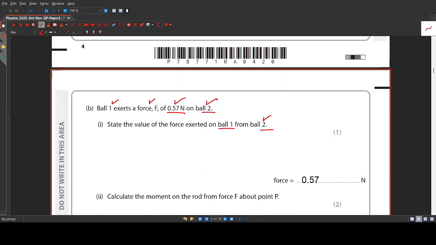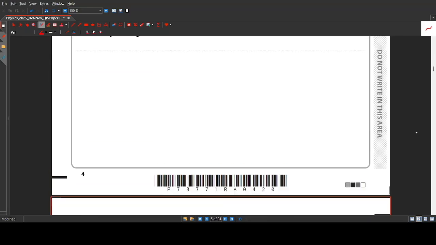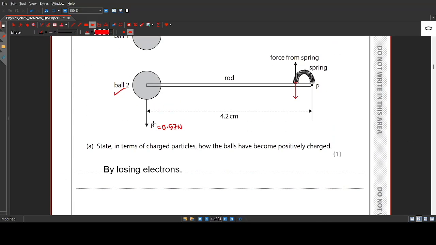Calculate the moment on the rod from force F about point P. We will have to calculate the moment of this force with respect to this point. We will have to consider this point as a pivot. So this is the pivot, and we will have to calculate the moment that this force creates with respect to this point.